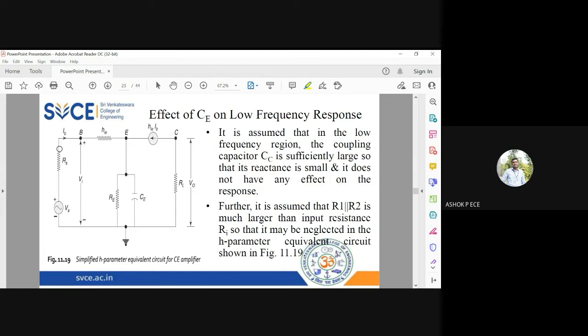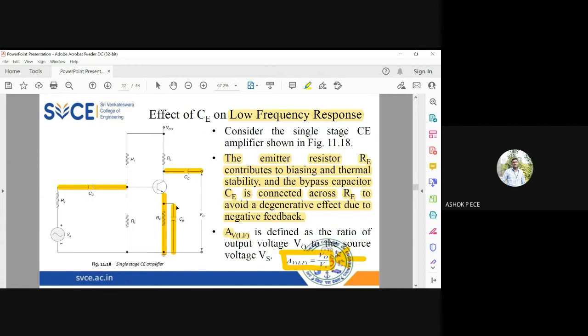So VS, RS, you have hie, hfe IB, and this is RE parallel to CE. So since usually I told you this RE and CE will be short circuited, but since we are going to study the effect of CE, CE will not be short circuited. We'll have RE parallel to CE, and only the CC will be short circuited. So whichever capacitance I'm going to analyze, I have to have that in the circuit for analysis, right? So I'm going to analyze the effect of CE on the low frequency response. So I cannot short circuit CE.